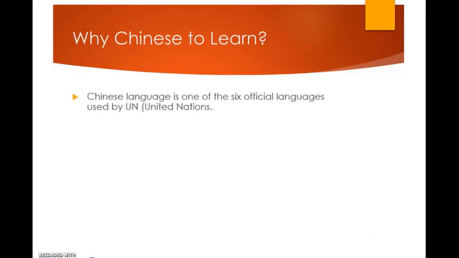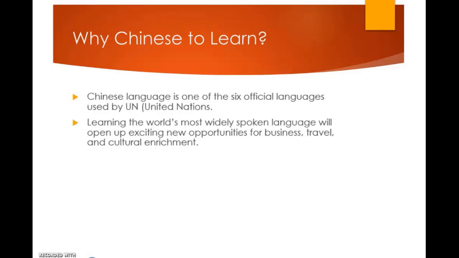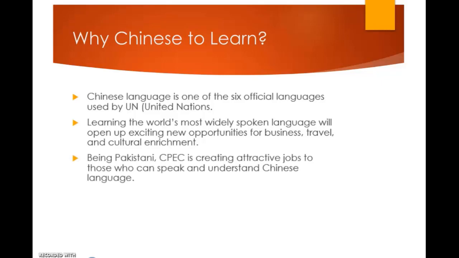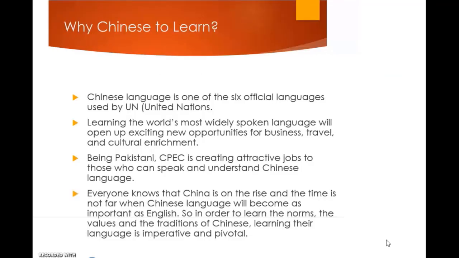Why is the Chinese language so important to learn? The UN categorized 6 official languages in the world which are widely used. Chinese is one of the 6 languages which are widely used in the world. Learning the world's most widely spoken language will open up exciting new opportunities for students, business, travel, and cultural enrichment. And for us Pakistanis, CPEC is creating attractive jobs for those who can speak and understand the Chinese language. And everyone knows that China is on the rise.